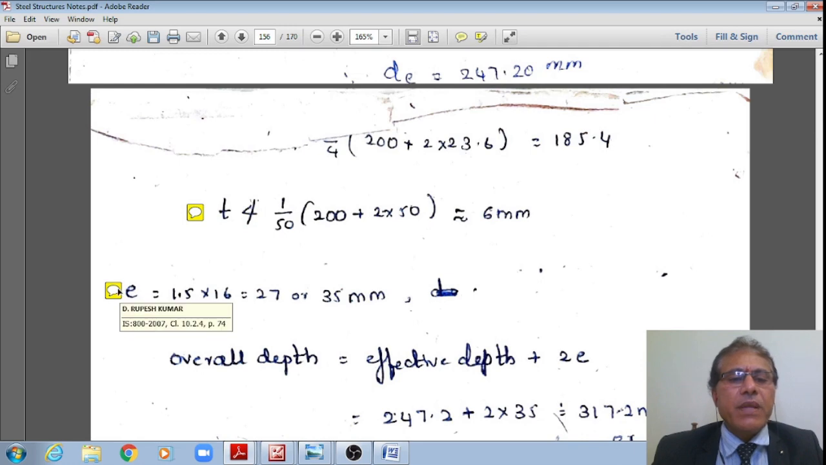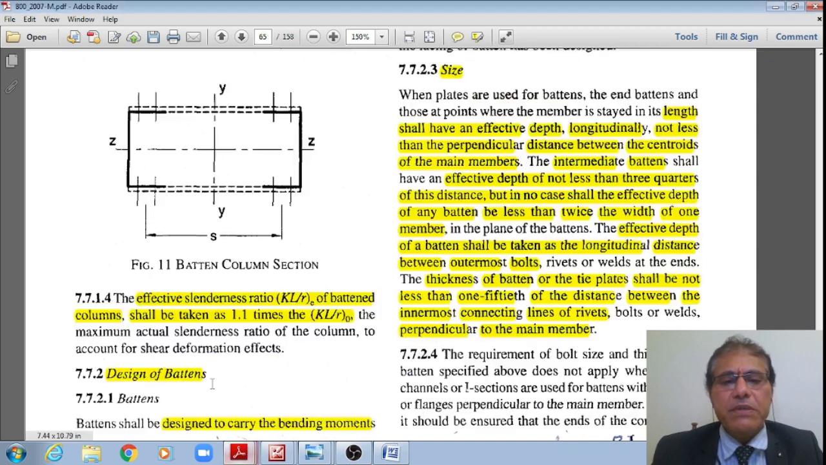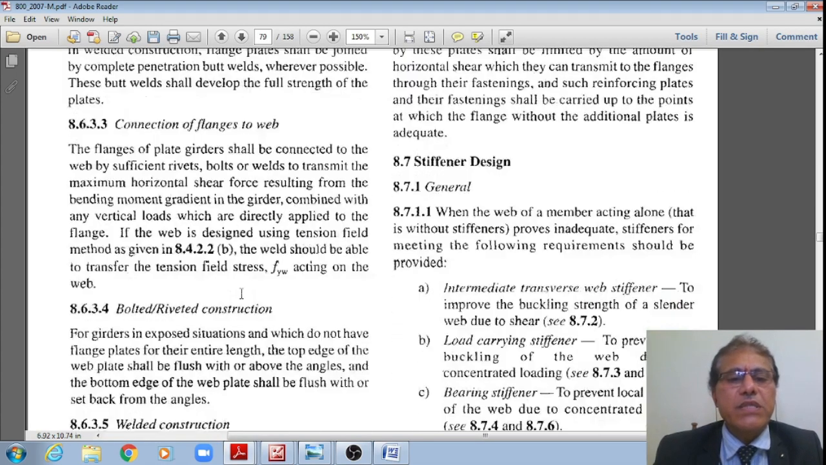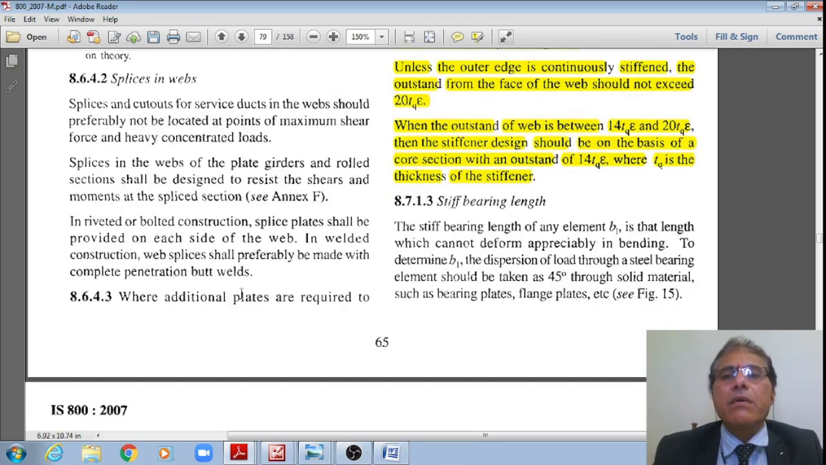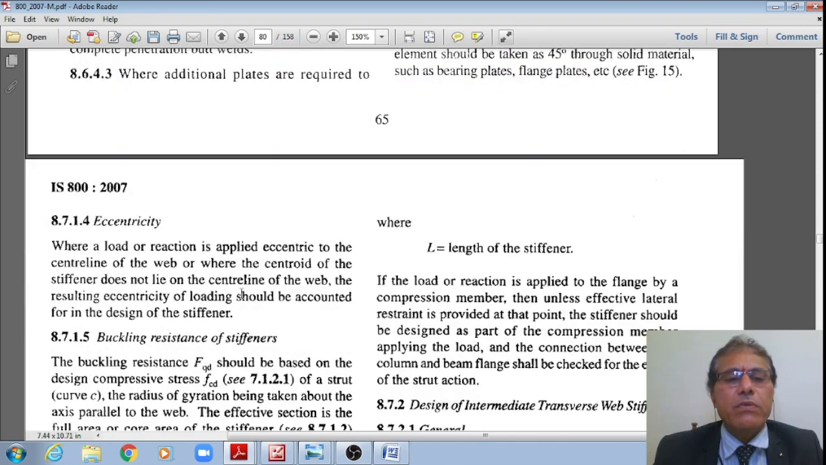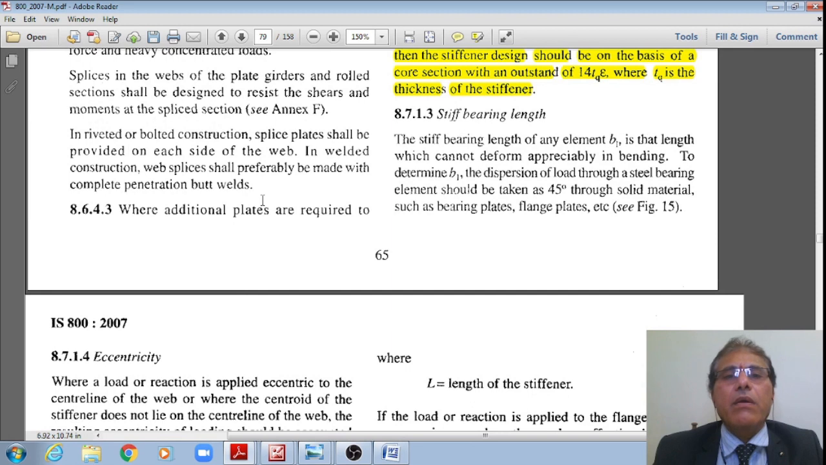And coming to the edge distance, from clause 10.2.4, page number 74. Let me go to page number 74. Yes. Now the code says that, from this specification, I do have, sorry, this page number 74.